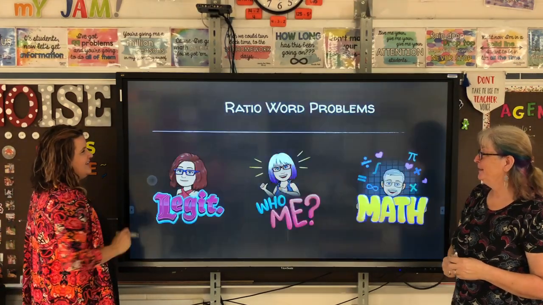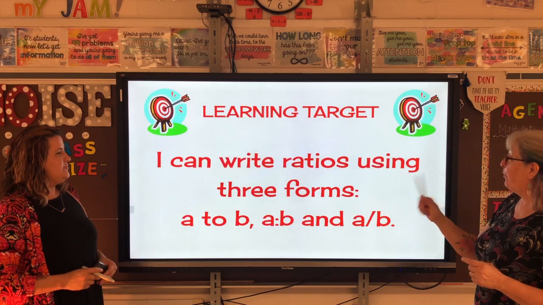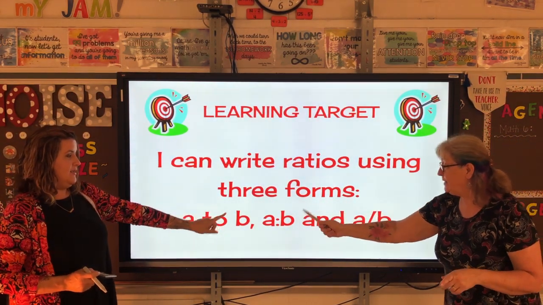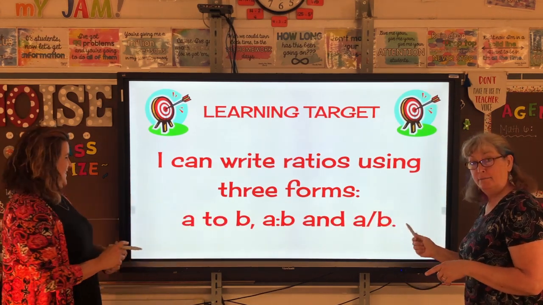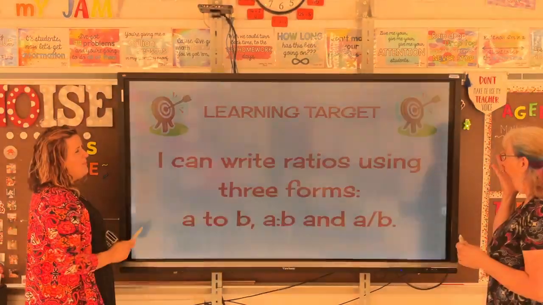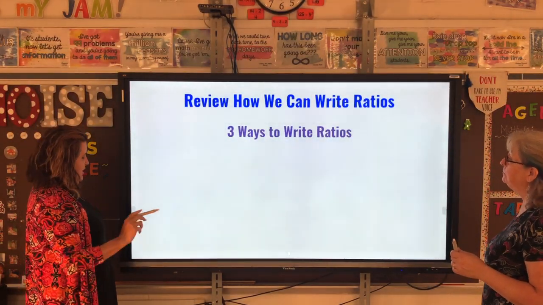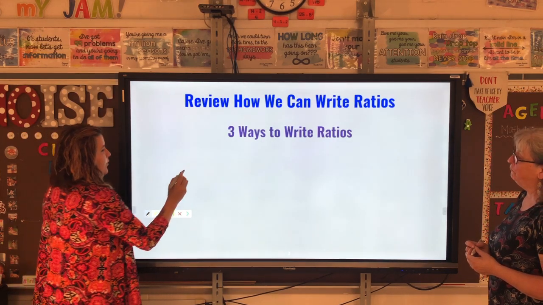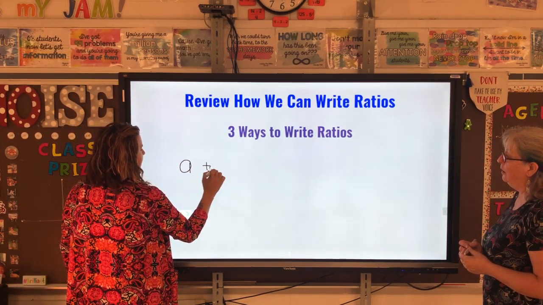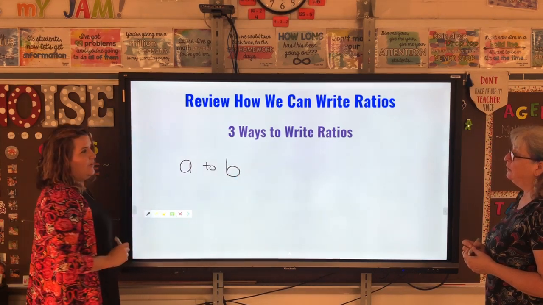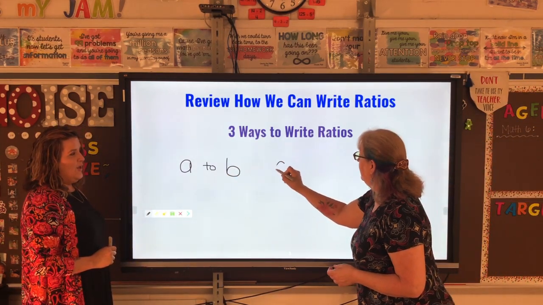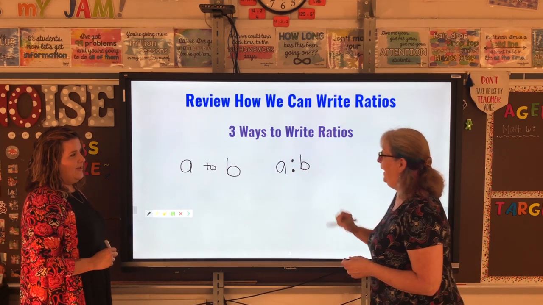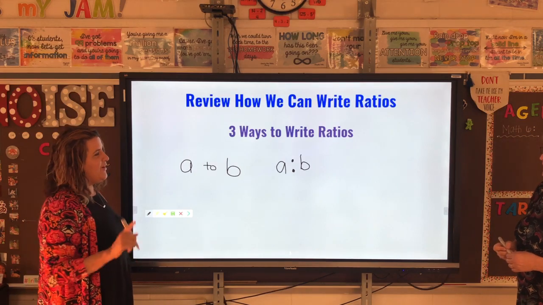All right, so our learning target: I can write ratios using three forms, A to B, A colon B, and A over B. They're the same. So again, we write those ratios three ways. We write them in word form, category A to category B. We can write them in colon form, A colon B.